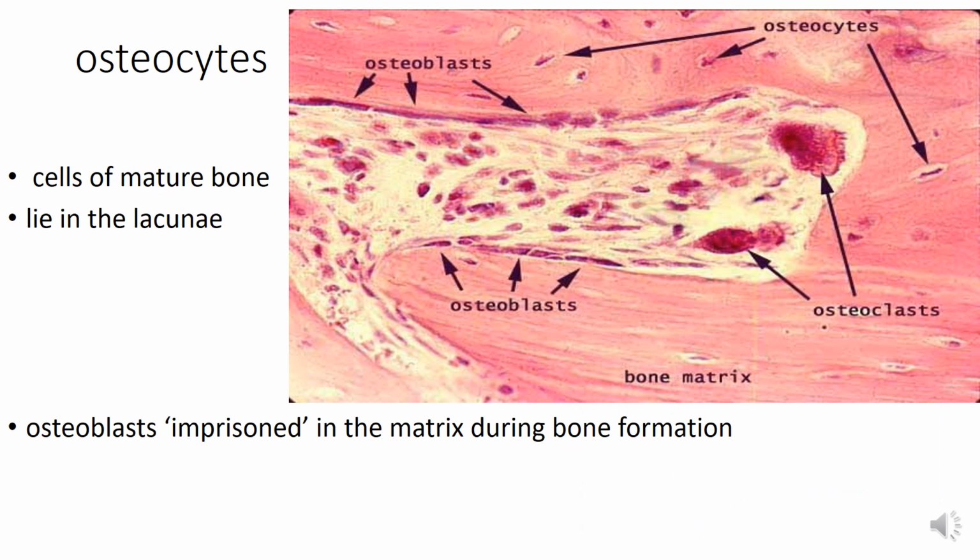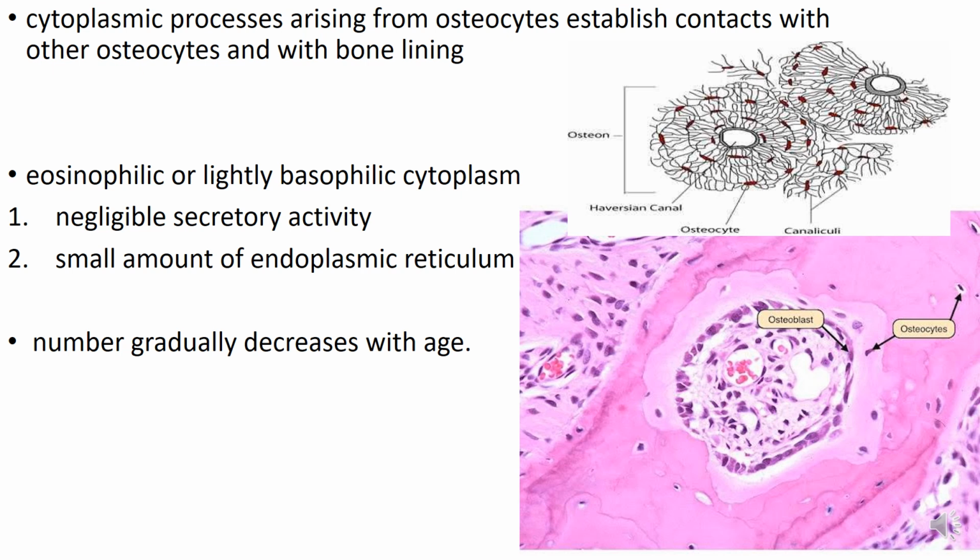Next cell is osteocyte. Osteocyte is a cell of mature bone and it lies within the lacunae. You can see the space is the lacunae, and within it you can find an osteocyte. It is considered as an osteoblast that is imprisoned in the matrix during bone formation. This is the bone matrix, and within the bone matrix you can see a lacunae, and within the lacunae you can see the osteocyte. And in this picture you can see that osteocytes, just like osteoblast, have numerous cytoplasmic processes which communicate with the cytoplasmic processes of nearby cells.